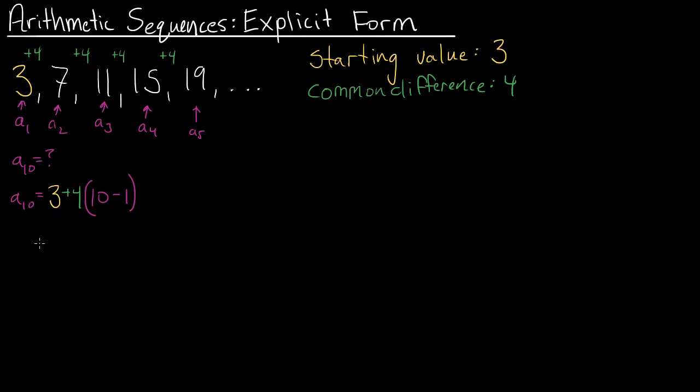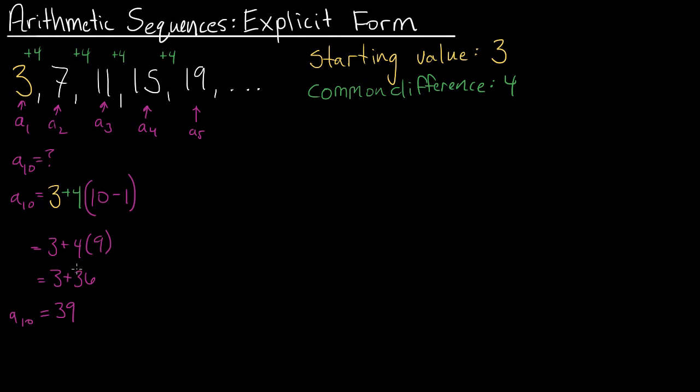So if we were to work that out, or simplify that, then we would have 3 plus 4 times 9. And then I can simplify 4 times 9 to 36. 3 plus 36 is 39. And so A sub 10, or in other words, the 10th number in this sequence, is equal to 39.